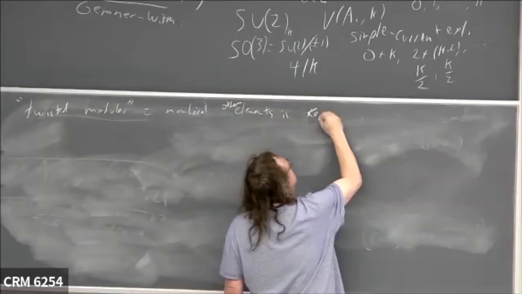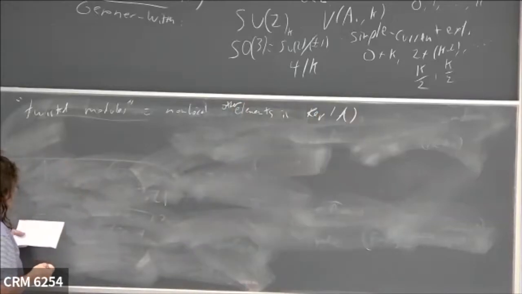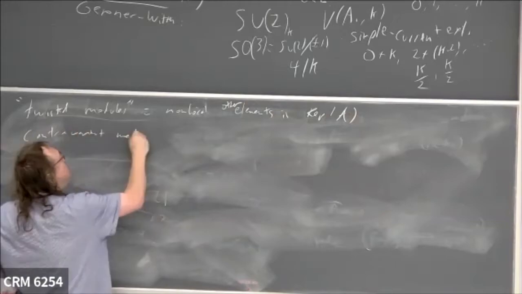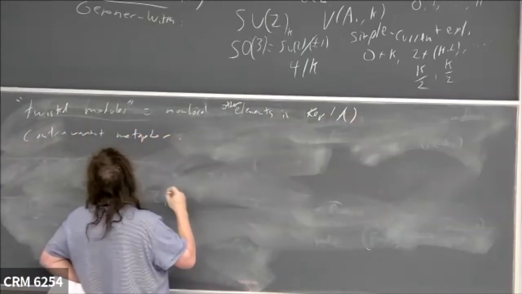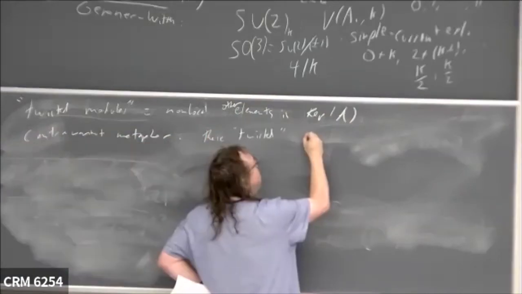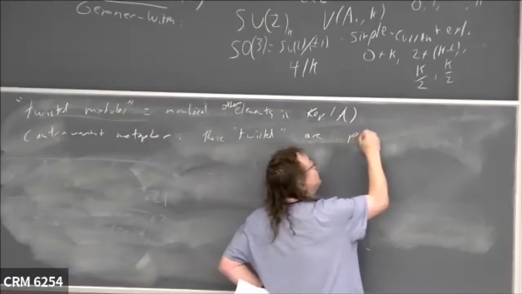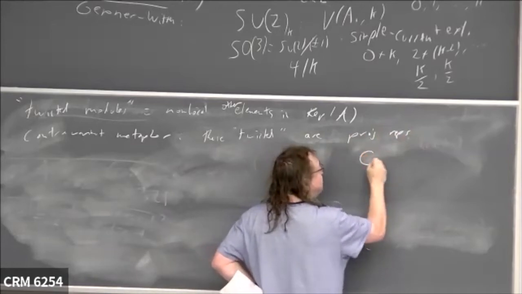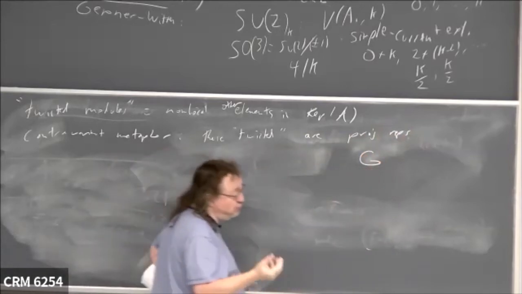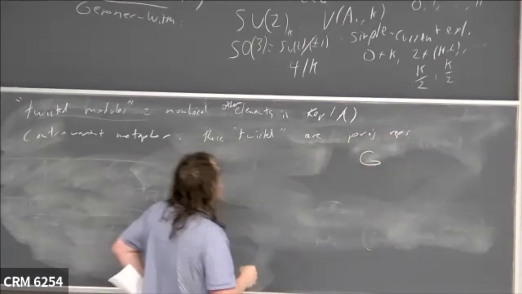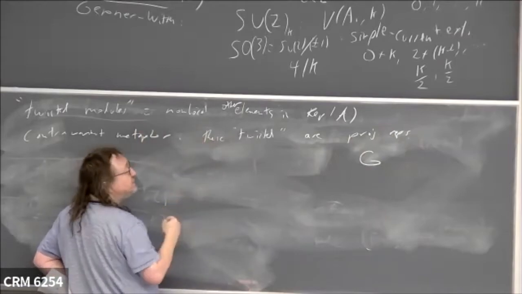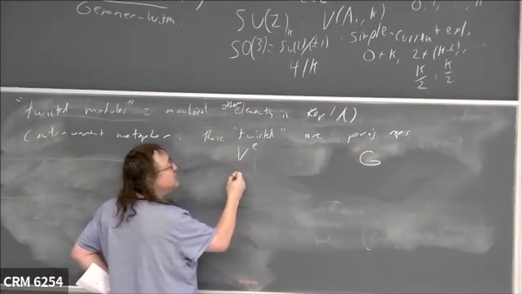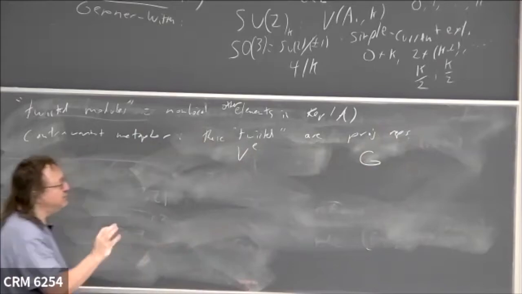in rep A. What else do I want to say about this? Maybe we need a quick example. No, maybe I won't. So I'll say we have this contravariant metaphor that I've alluded to before. In this context, these twisted ones correspond to projective reps. More precisely, projective reps for some group G become true reps for some extension of G. And these twisted modules for our extended VOA become true VOA representations for the smaller VOA. And so you have this contravariantness going on.